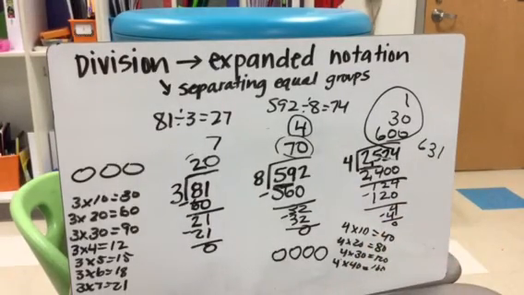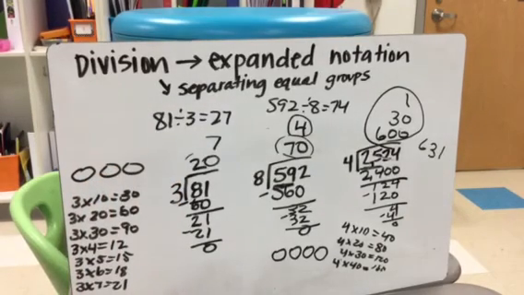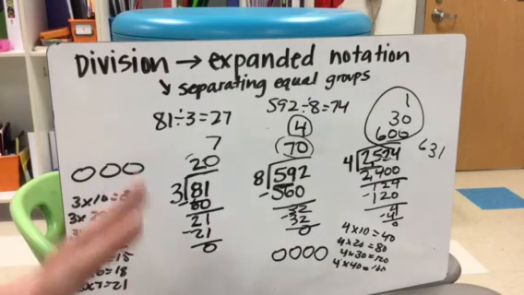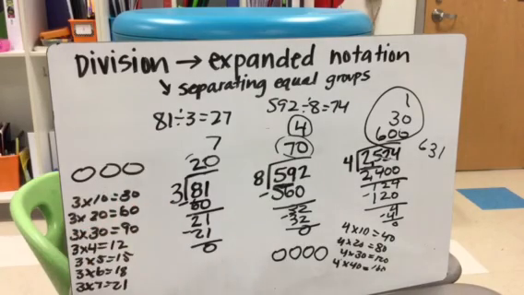So this is expanded notation for division. It looks a lot like the standard algorithm that we use as adults, and that's the only way that we use, but it actually uses the actual numbers of what's going on and how these numbers work together. So use this strategy when you're dividing and when you're practicing.